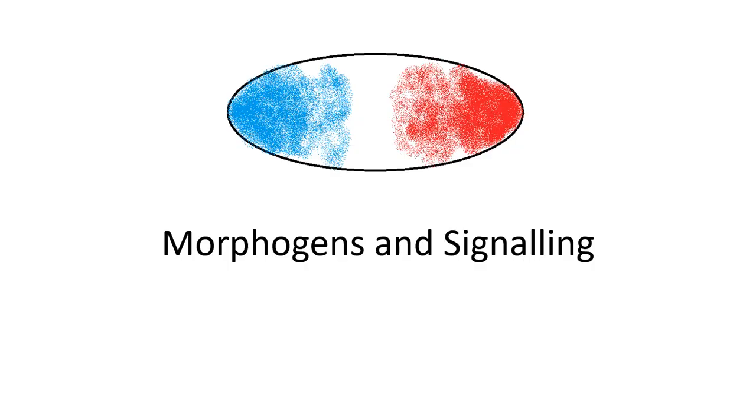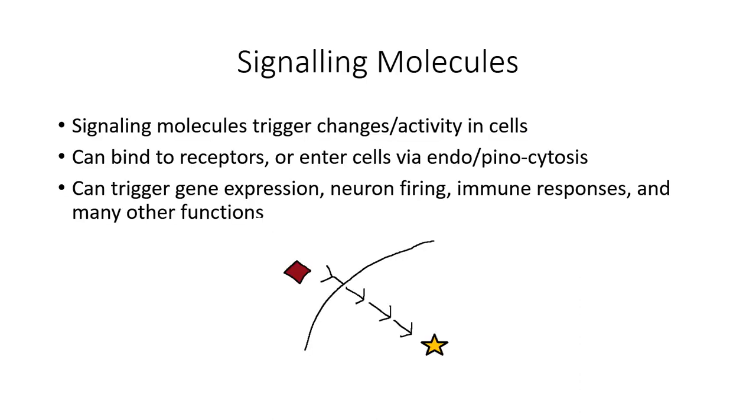Today we're going to talk about morphogens and signaling, specifically when to use which terminology, because these are two things people mix up a lot. So we'll go over what the two are, and then a bit more specifically how morphogens work and what they're responsible for. So, signaling molecules.